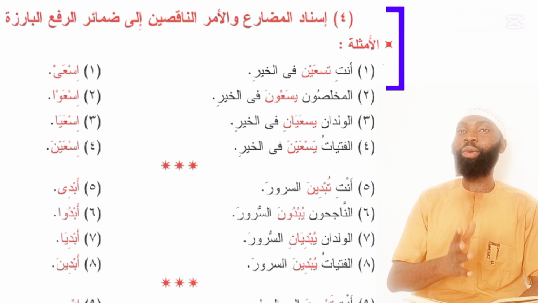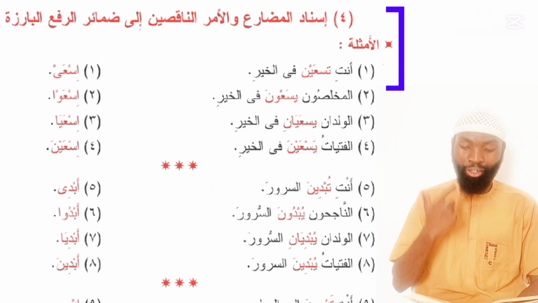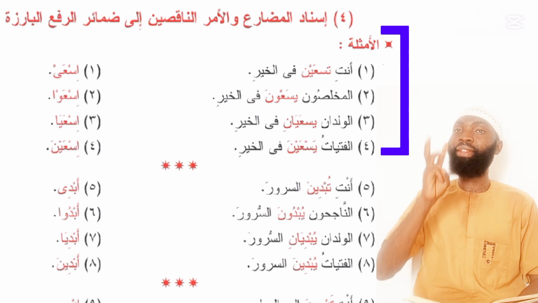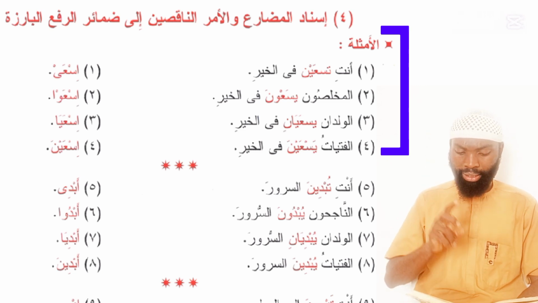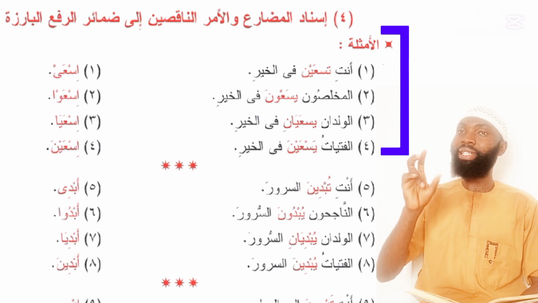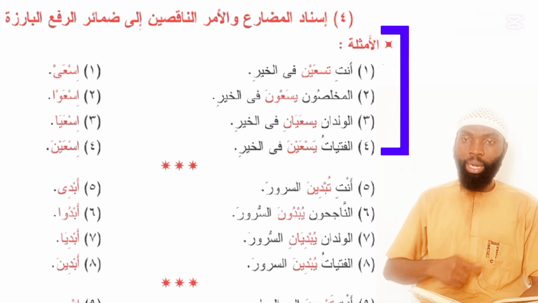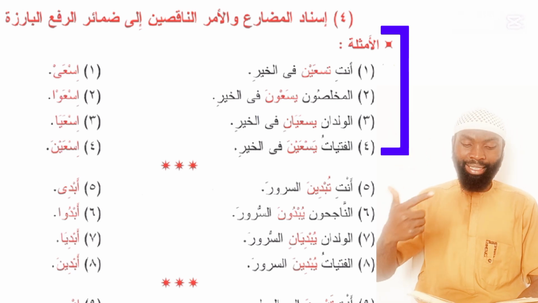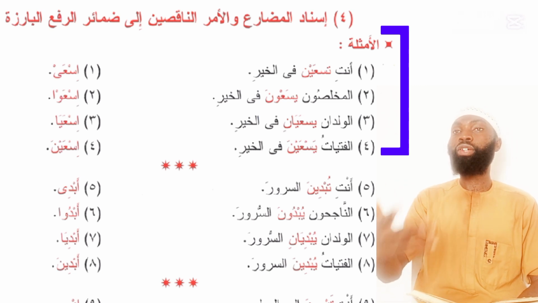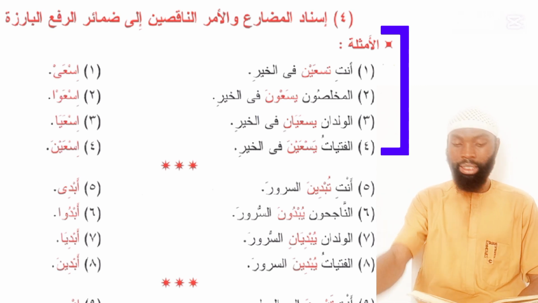And as usual, we have lots of examples to learn from. Al-amthila, we can see these examples are sectioned into 3. The first 4, the second 4, and the last 4. The first 4 carry the same word, the second the same, and the third the same. Here we have number 1, Anti tas'ina fil khayri, meaning you, female, are striving in good, you are working towards good.